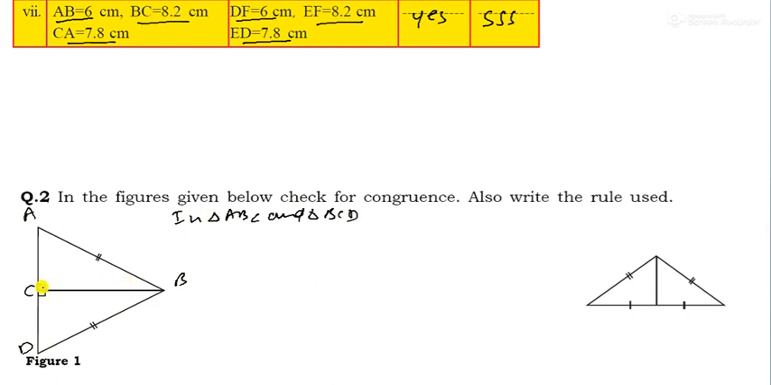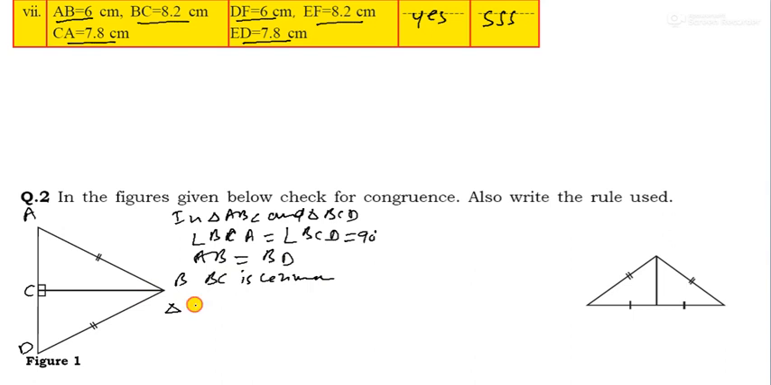First of all, this angle is a right angle. So angle BCA is equal to angle BCD. Why? It is 90 degrees. Now the other side, the hypotenuse, is also equal, so AB is equal to BD. And one common side is here, BC is common. So triangle ABC is congruent to triangle BCD by the RHS rule.